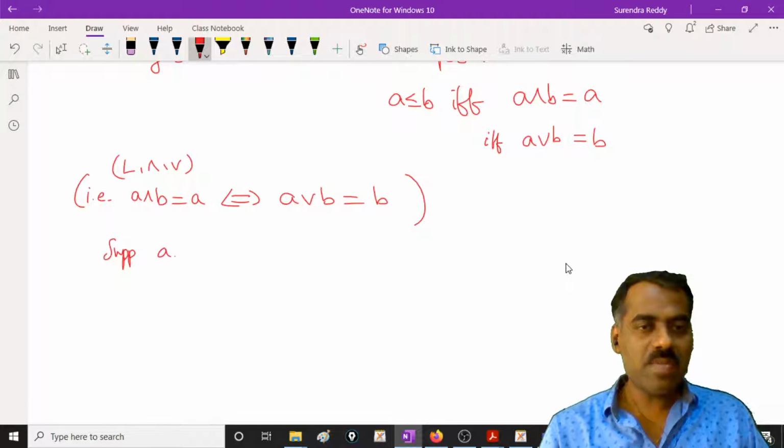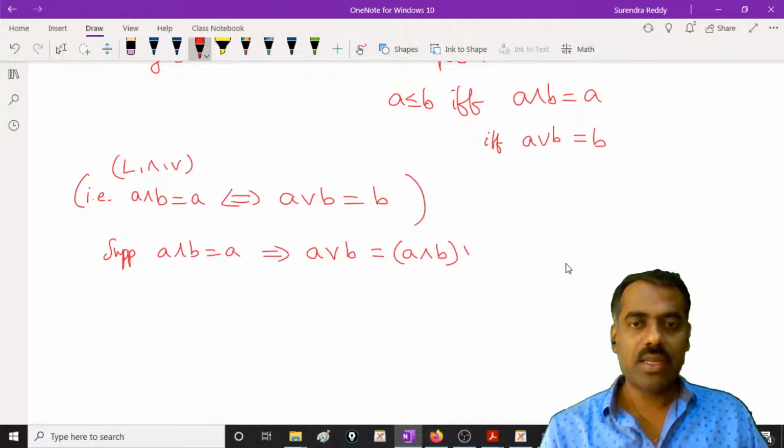Suppose A meet B is A, then you want to prove that A join B is B. But what is our A? In place of A, I can write A meet B. Then you are joining with B. What is this by the absorption property? B is bigger here, right? So you get B. Are you following?